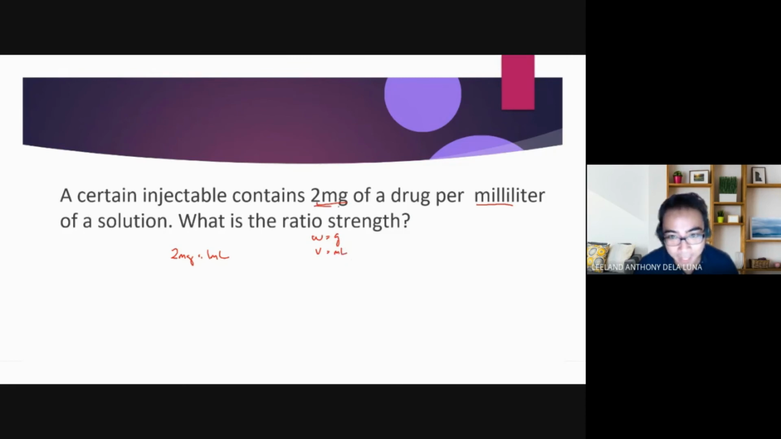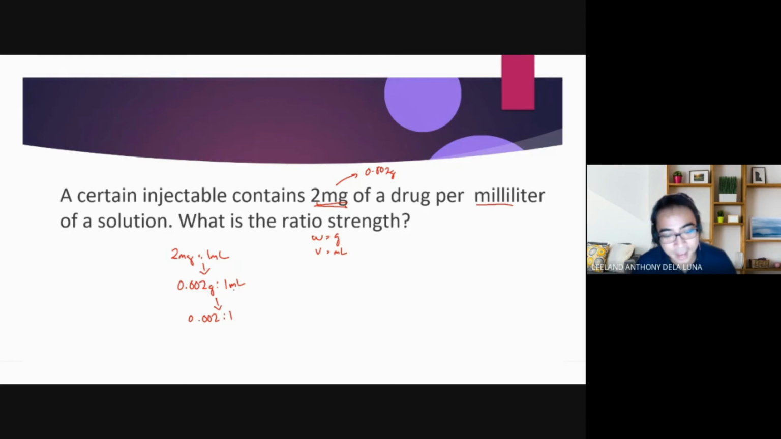So, obviously, class, yung 2 milligrams na to, kailangan ko pa itong i-convert into grams. Okay? So, to do that, I'm sure sanay na kayo mag-convert. Just divide this by 1,000 and you'll get 0.002 grams. So, therefore, class, instead of 2 milligrams is to 1 ml, it should be 0.002 grams is to 1 ml. Okay? Tanggalin natin muna yung units. So, that's 0.002 is to 1.